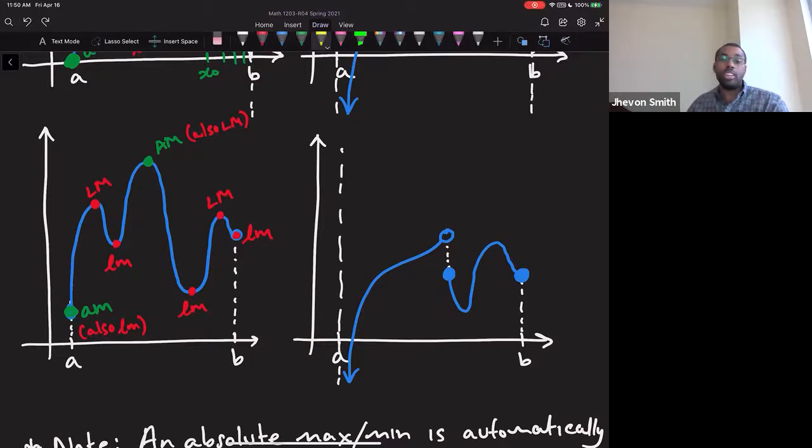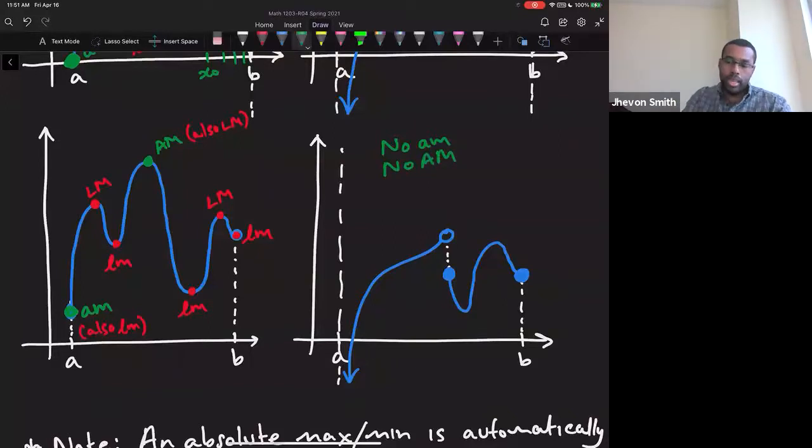Local is just guys that are the biggest in their little neighborhood. Moving on to the last example, clearly there's no absolute min. Is there an absolute max? It turns out no absolute max either.